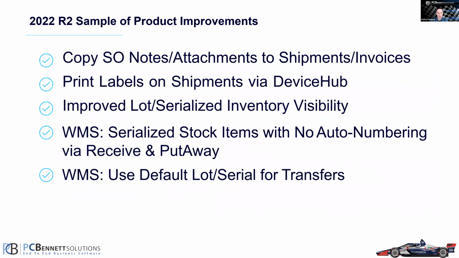Some other improvements in the distribution sections of the software. We made some major improvements to WMS. We can use our scanners to receive and put away serialized items. Now we don't necessarily need to enter those one by one. We can use a numbering sequence, or we can actually scan lot and serial numbers that are provided by our suppliers at time of receipt. Works in receiving and in transfers. And if you want to speed that up, we can still use default lot and serial numbers for those transfers. So imagine the time you can save moving hundreds of serialized items. It's pretty cool.